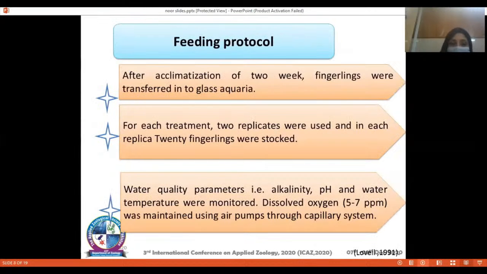The next is the feeding protocol. After acclimatization of 2 weeks, fingerlings were transferred into glass aquaria for each treatment. Two replicas were used, and in each replica, 20 fingerlings were stocked. Water quality parameters like alkalinity, pH, and water temperature were monitored. Dissolved oxygen, at 5 to 7 ppm, was maintained using an air pump propelling system.